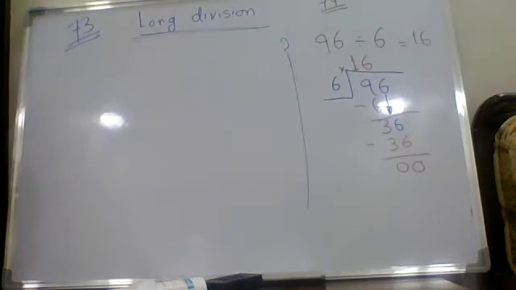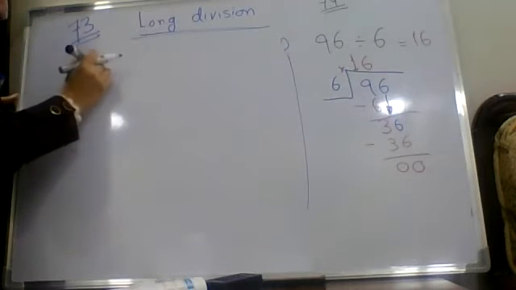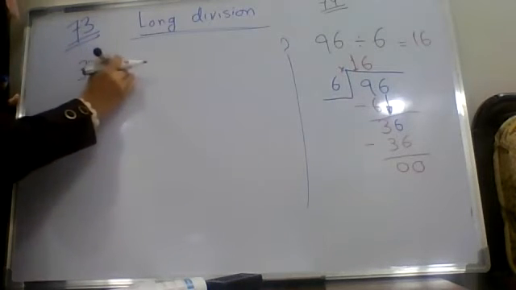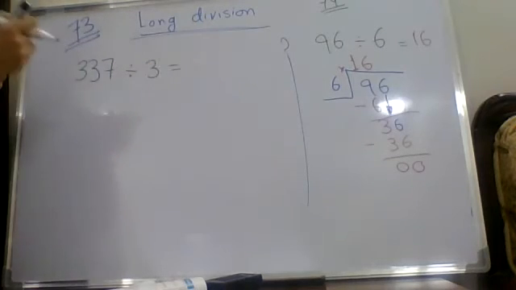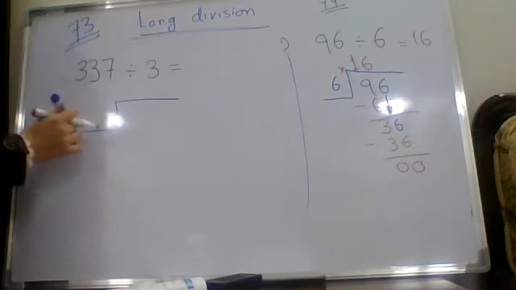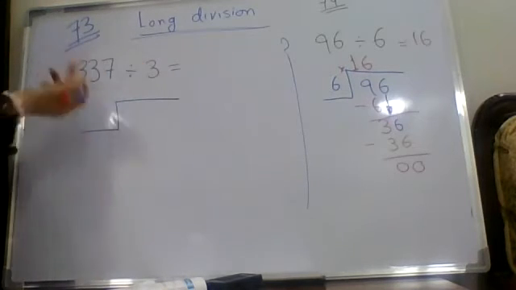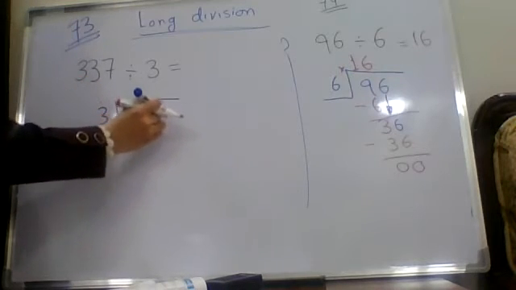Let's do the next one, which is 337. I have 337, and I'm dividing it by 3. Always the biggest number at the beginning. I will write a long division because it's a very big number. You know when to find this number without a long division. Write 3 and write the 337.